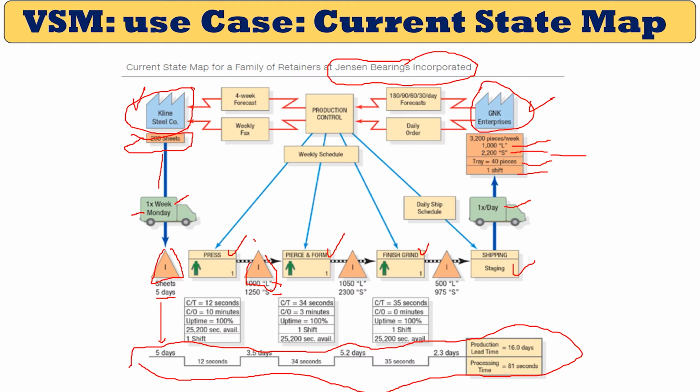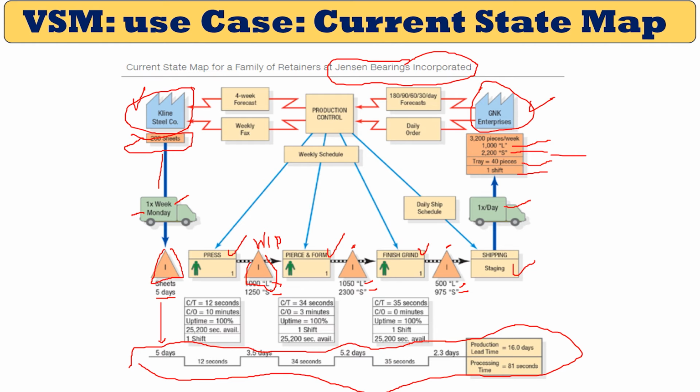This inventory between two steps is called the WIP, work in process. So you also have the same thing here, work in process here, and you also have work in process here, both for large and small. Right. And then another thing that we can talk about here is what we call the data box.